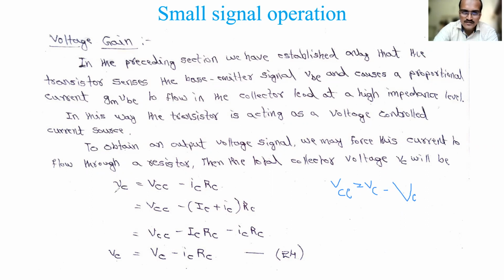Okay, so this is the VC, the instantaneous one. This is small here. Even in V we could not write capital and small clearly, but this small and this capital. So VC is nothing but VCC minus ICRC. This I is small, instantaneous, and this is capital. This is all capital because this is DC. These two are constants.